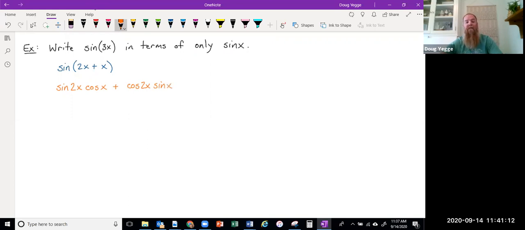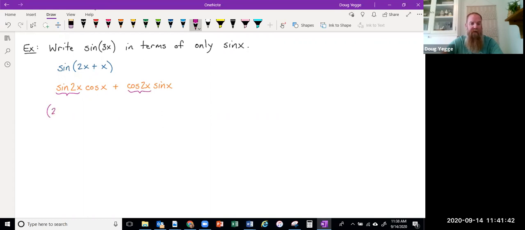And so now that I've broken apart this triple angle into double angles and single angles, my goal now is to convert it only in terms of sine x, which means I can't have this because that's not a sine x. I can't have that, and I can't have that. So I have to find some way to convert these. So I'm going to go ahead and use the double angle identities on each of these.